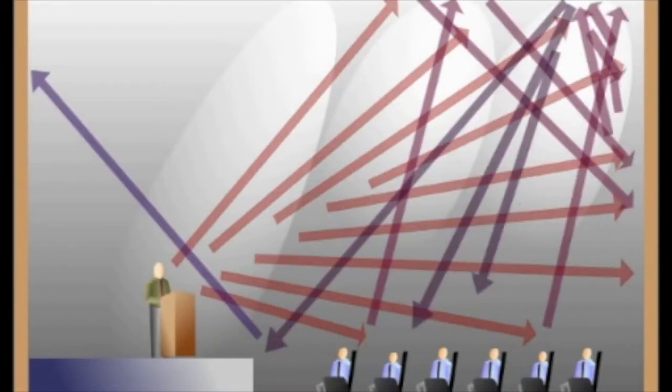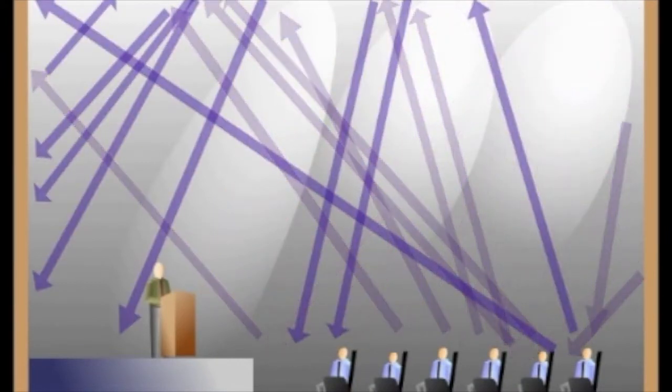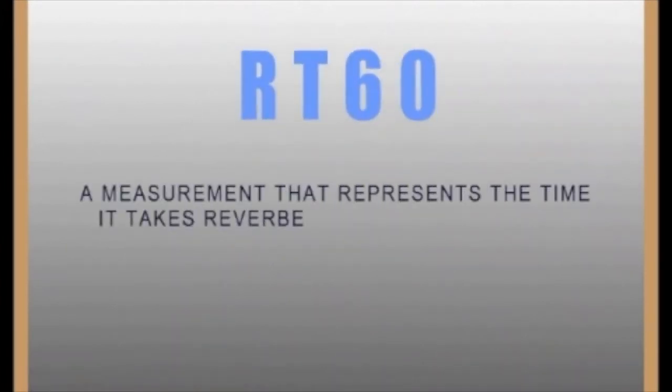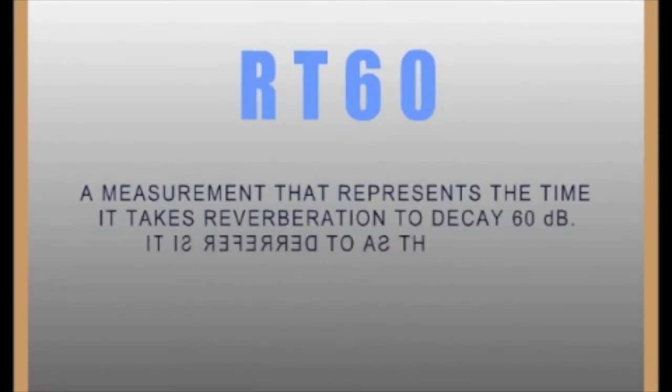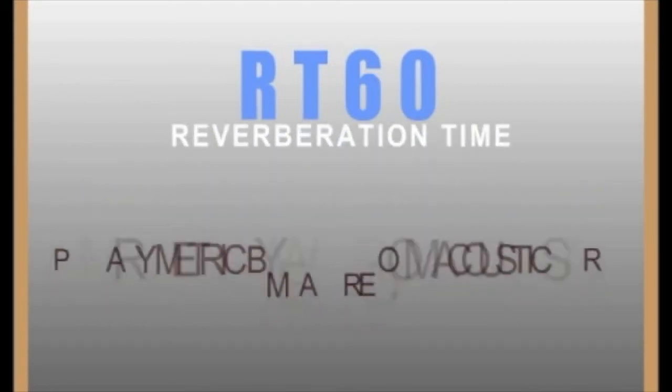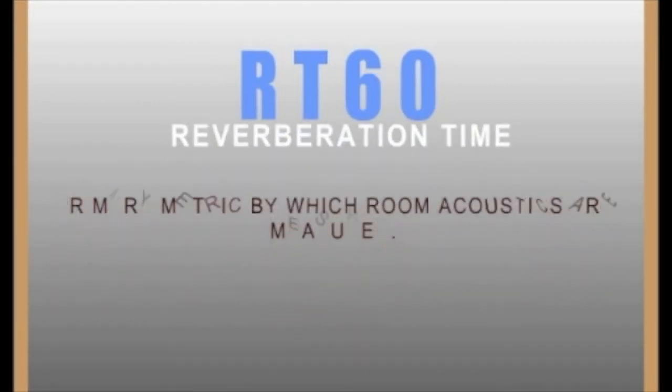Reverberation consists of multiple reflections traveling in various directions within a room. RT60 is a measurement that represents the time it takes reverberation to decay 60 dB. It is referred to as the room's reverberation time. Reverberation time is the primary metric by which room acoustics are measured.